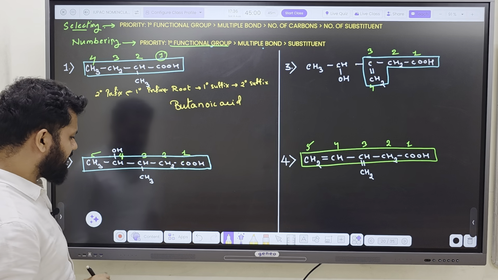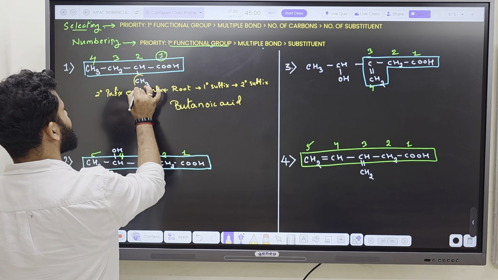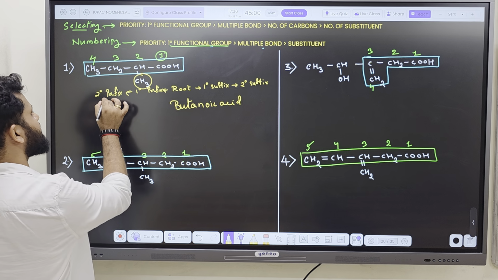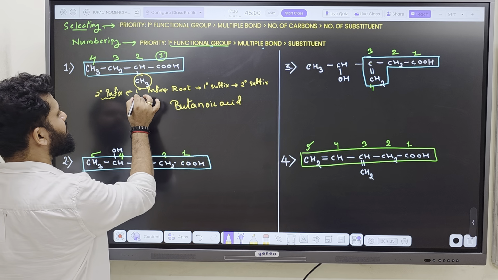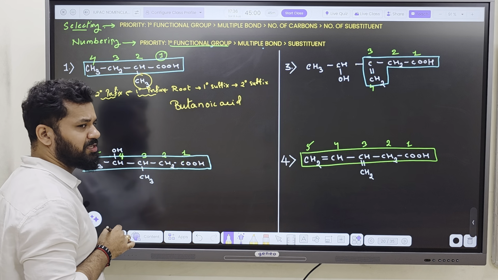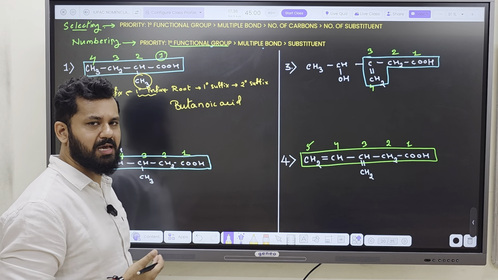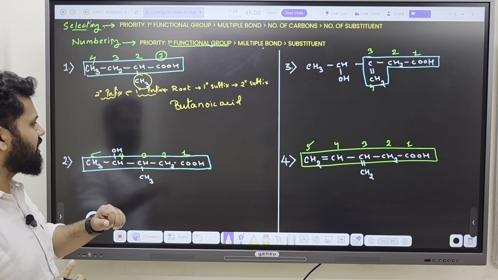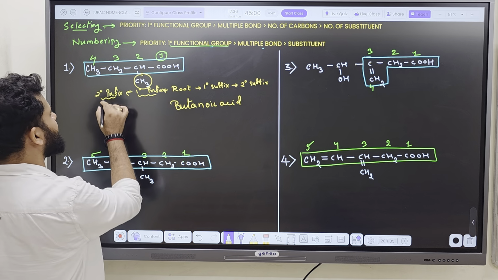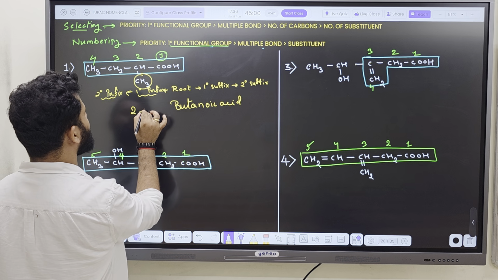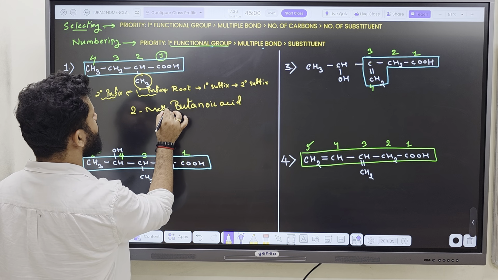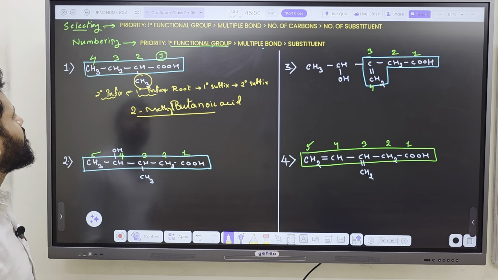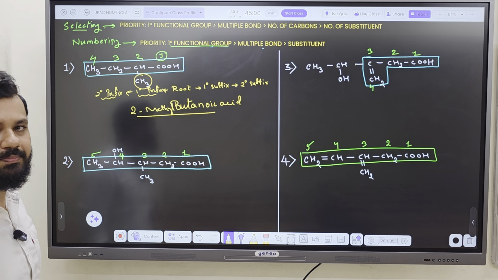Okay, so are there any substituents? Yes, there is one substituent, methyl substituent at second position, so that comes in secondary prefix. Primary prefix is not there. Primary prefix is like cyclo, spiro and so on. There is no cyclic PCC over here, so not required. So our secondary prefix would be 2-methyl. So the name would become 2-methyl butane oic acid.